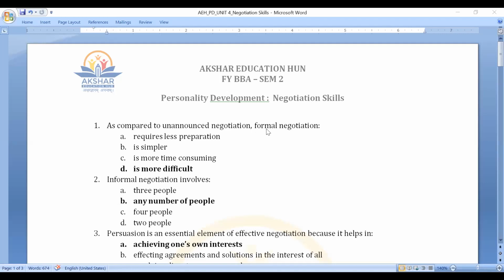Friends, in this section of MCQ, negotiation skill, we are going to look at the 15 MCQs which I have gathered or collected or compiled from the different open sources from the internet.